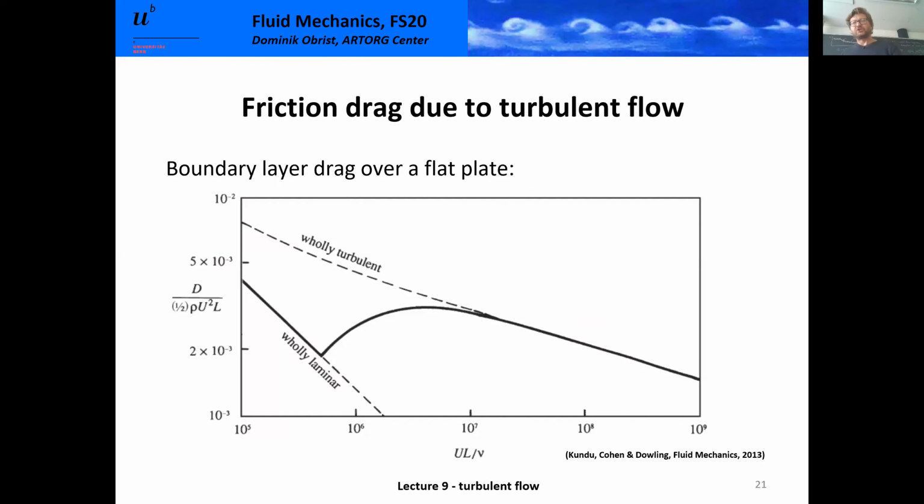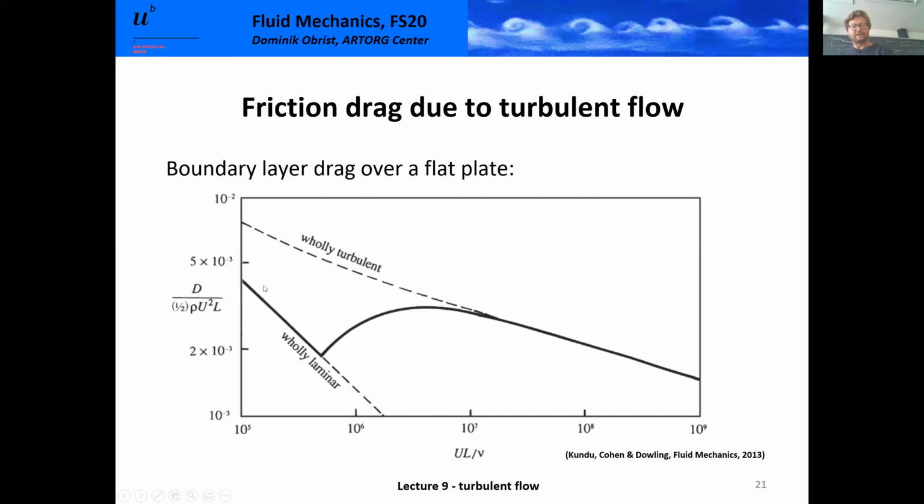And this is what is shown in these diagrams. We have looked at such diagrams a few times already. And this is what we looked at so far, the laminar line, the line here on the left. And it shows us the drag coefficient, a non-dimensional drag coefficient, as a function of the Reynolds number, right? We had formulas like for the Blasius boundary layer and so on.